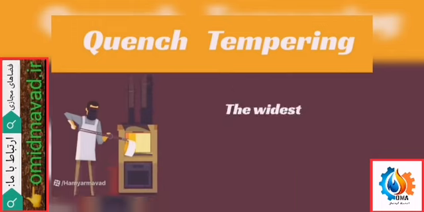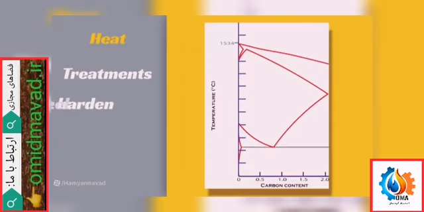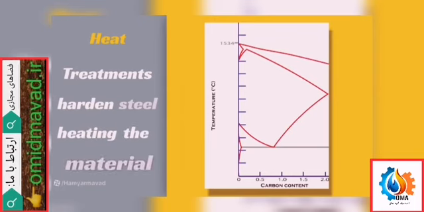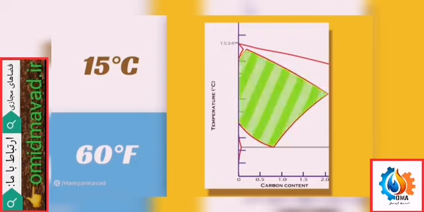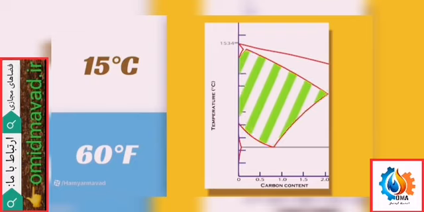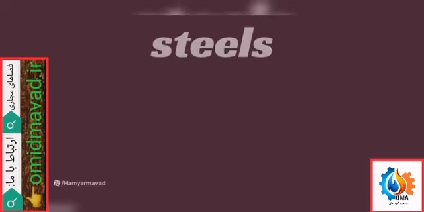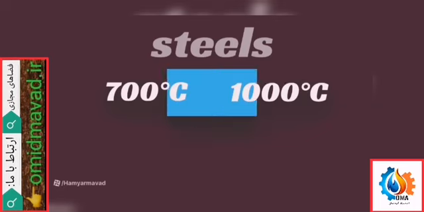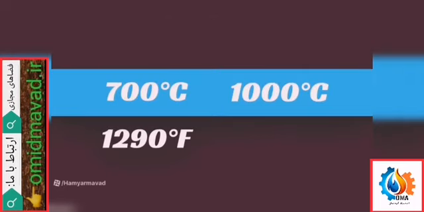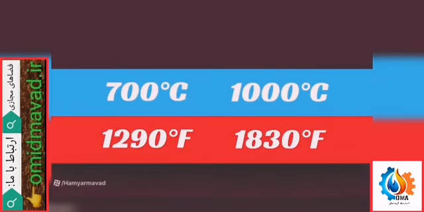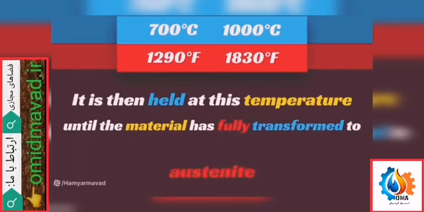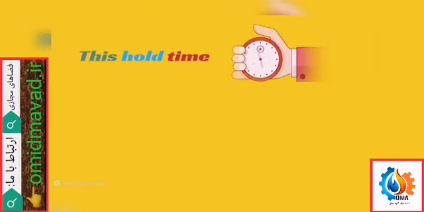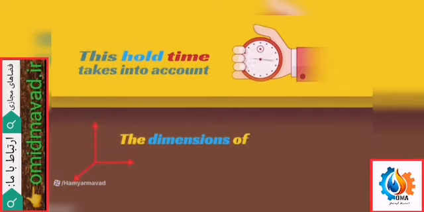Quench and tempering is probably the widest used of the heat treatments to harden steel and consists of heating the material to approximately 50 degrees Celsius or 90 degrees Fahrenheit into the austenitic range. For steels, this is usually somewhere between 700 degrees to 1000 degrees Celsius or 1290 degrees to 1830 degrees Fahrenheit. It is then held at this temperature until the material is fully transformed to austenite. This whole time takes into account the dimensions of the component.